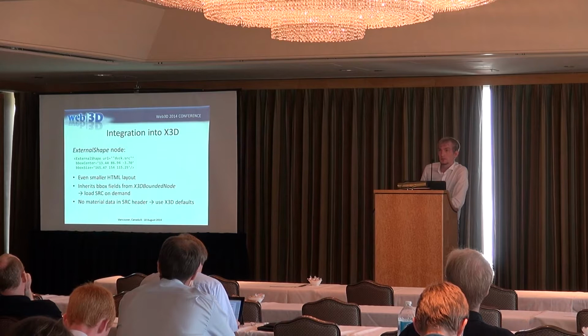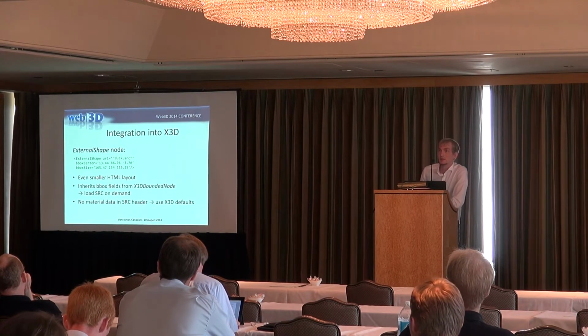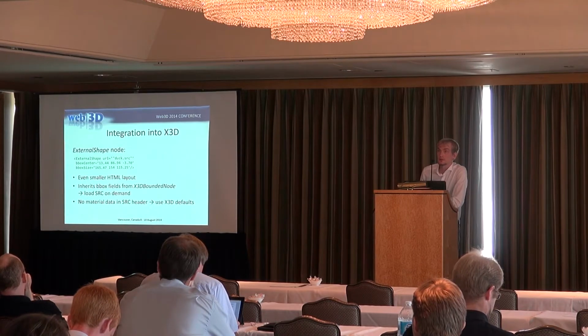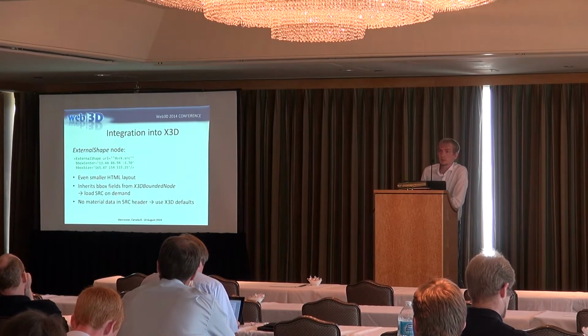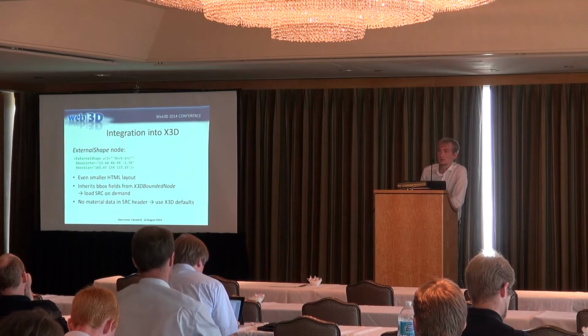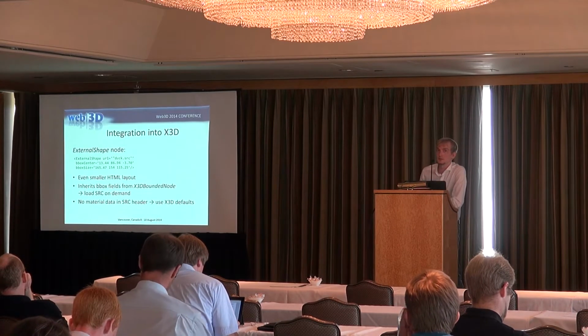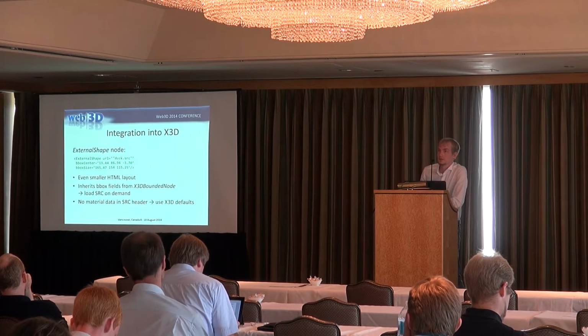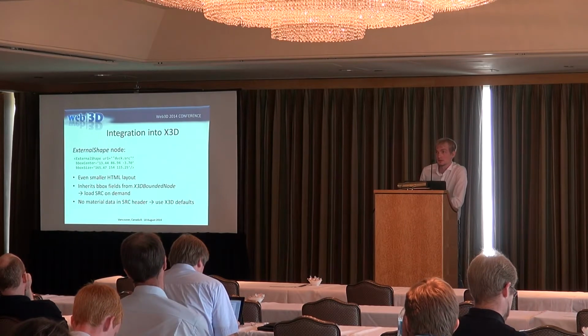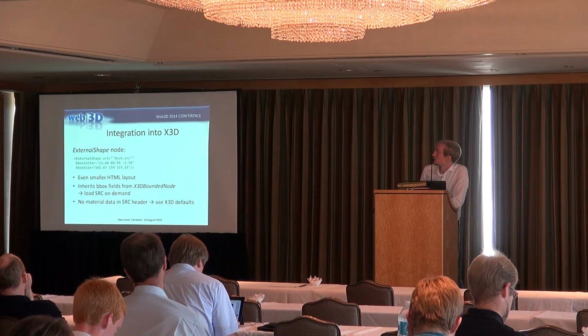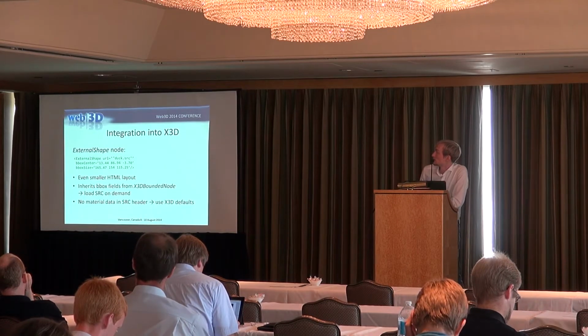And by having this bounding box information at hand at the shape node, we can load it on demand. So that's a great advantage. If you have a really large scene, you don't want to load everything right in the beginning, but you need to have some information where something is located in order to load it as soon as it comes into your view raster. So that's the reason why we have these bbox center and bbox size fields inherited here. And so we can easily load the SRC file on demand.